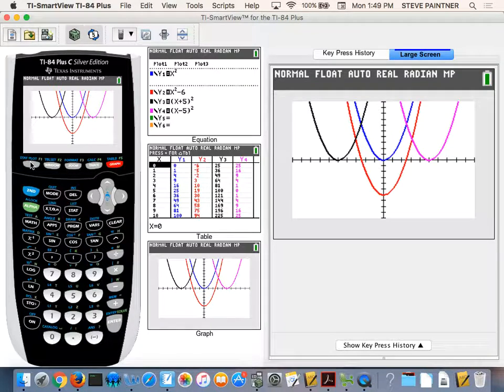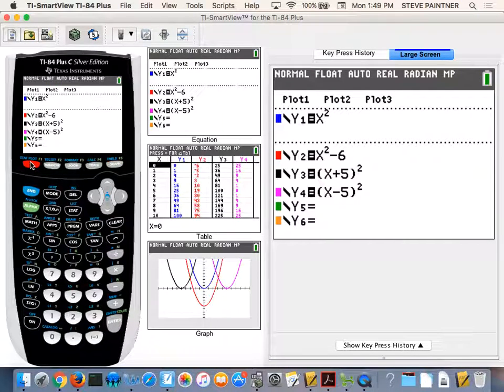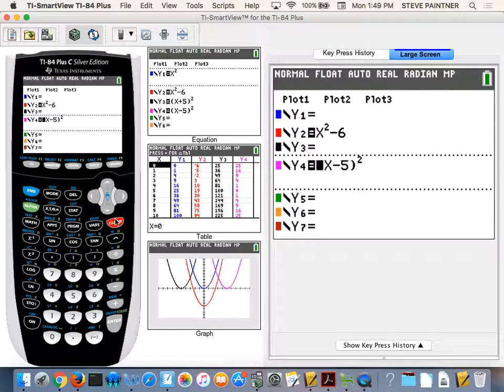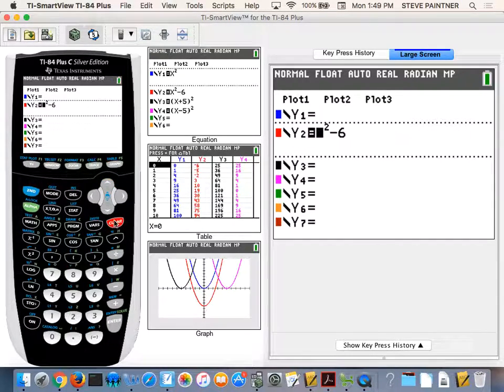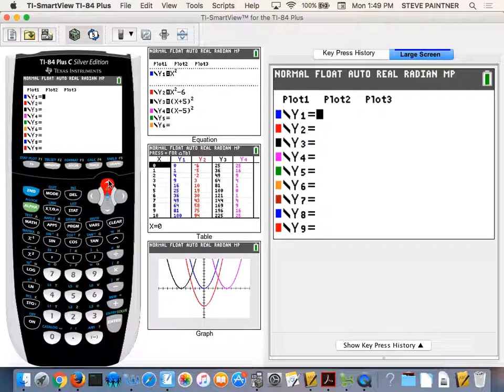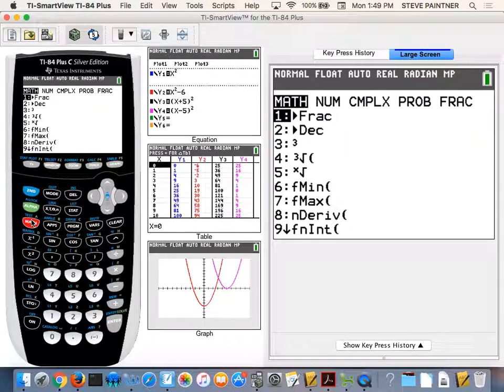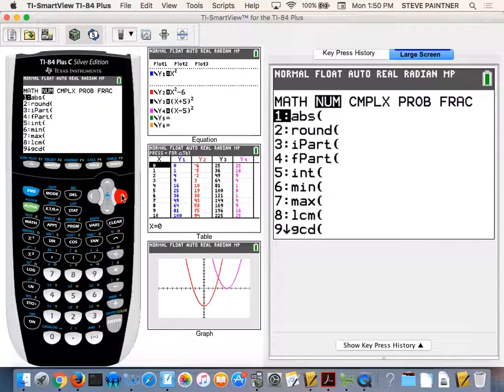Absolute value. Y equals. Clear. Okay, absolute value function. How do I get it in my calculator? Okay, ready? Anybody know? Nobody? Hit this word, math. Math has a lot of options. Now, in these options, do you see anything where it says absolute value? Me either. So then, you know what I would do? Go to the next heading. Go to NUM, which is numbers.